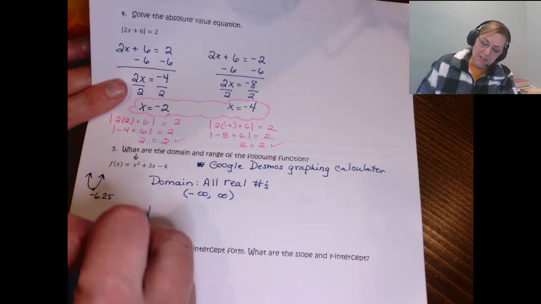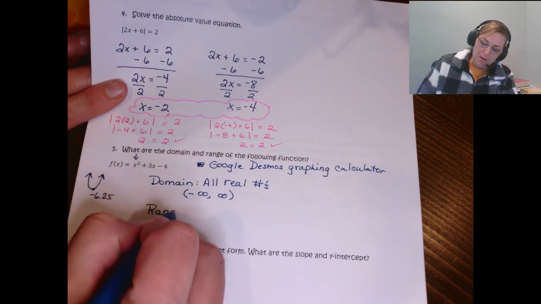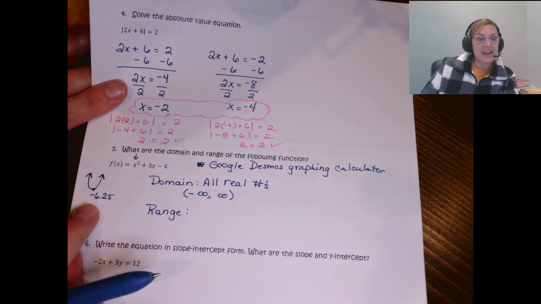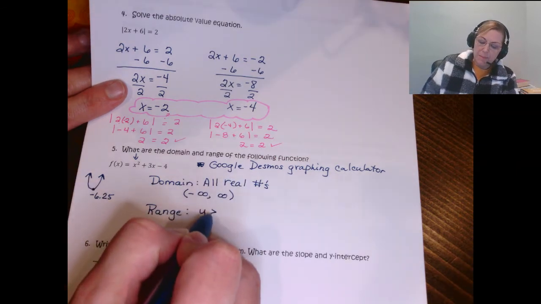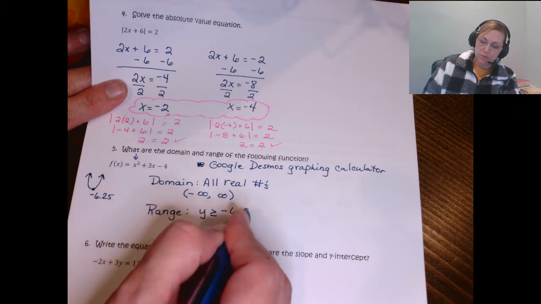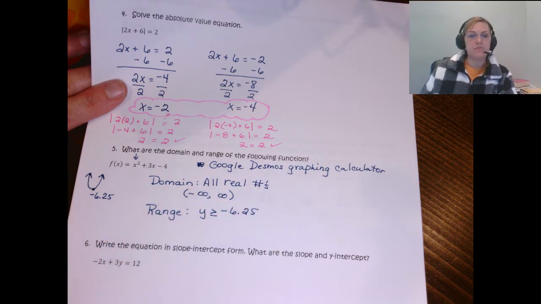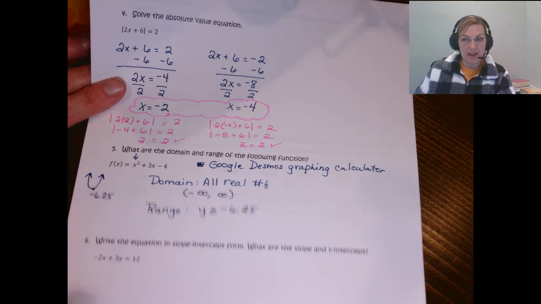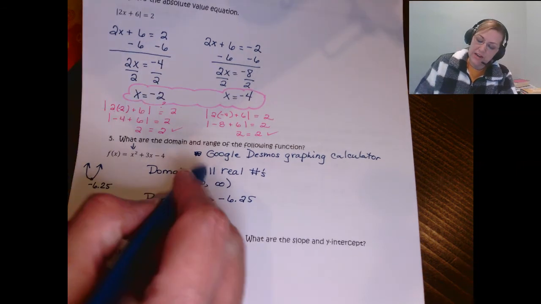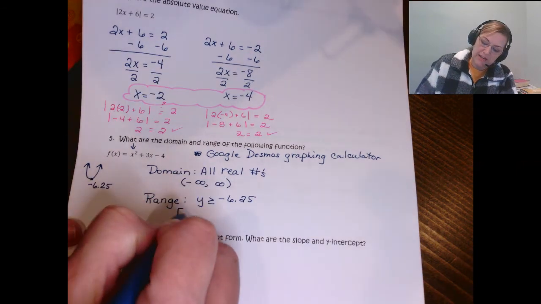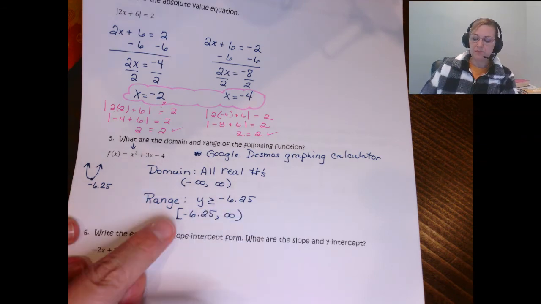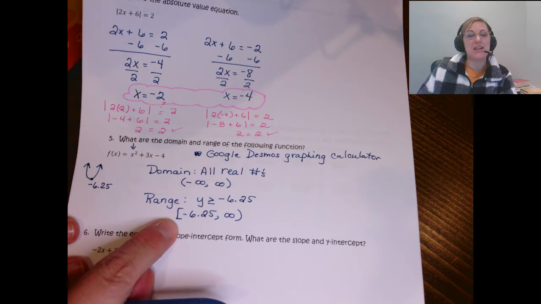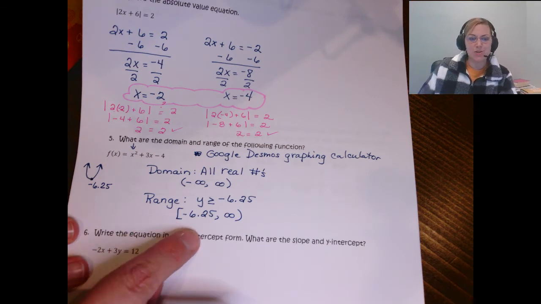The range gets a little bit trickier because remember, we had that low point at negative 6.25. So I know that all of the y values are bigger than negative 6.25. You'll probably see it written like that. Although, if you needed to write it in an interval, you could say negative 6.25 to positive infinity. We use the bracket to show that it is included. It is part of the range.